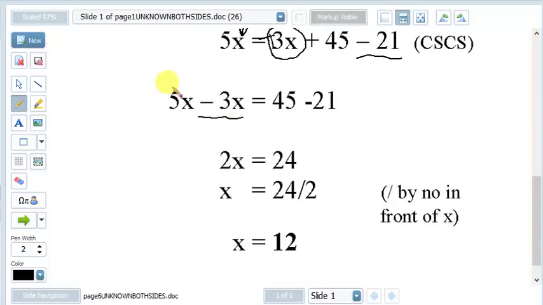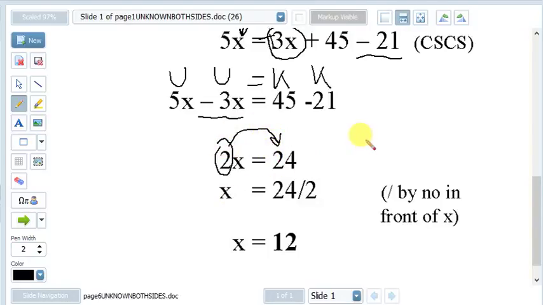So now you can clearly see that we've got unknowns on one side, and knowns on the other side. So then we can simplify each half. 5x minus 3x is 2x, and 45 minus 21 is 24. So what we're trying to do is get the x by itself, so we've got to bring the times 2 across to the other side.